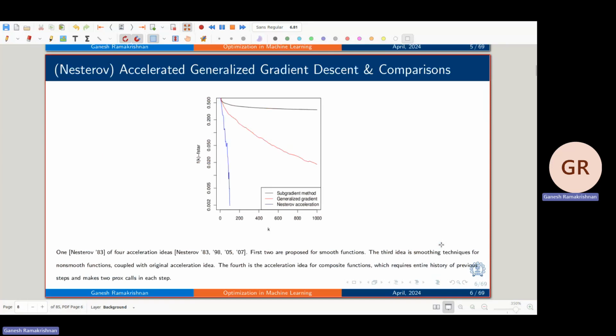Empirically, how does it look? This is a very interesting representative plot. The subgradient method would have been here. That's pretty bad for f(x) plus C(x). The moment you apply generalized gradient descent, which uses the prox operator, you're way better, a big gain. And the moment you apply acceleration, any momentum based advancement, again you see a huge gain. This kind of sums up the story of accelerated generalized gradient descent.